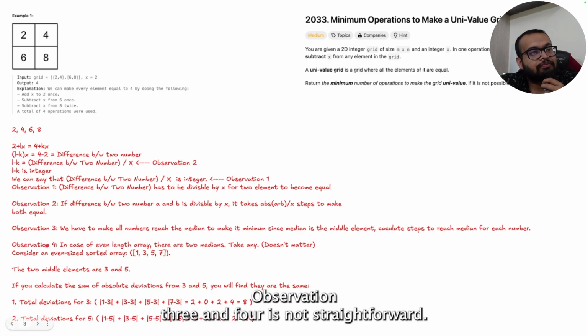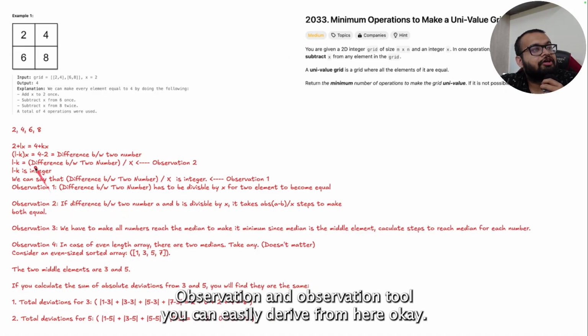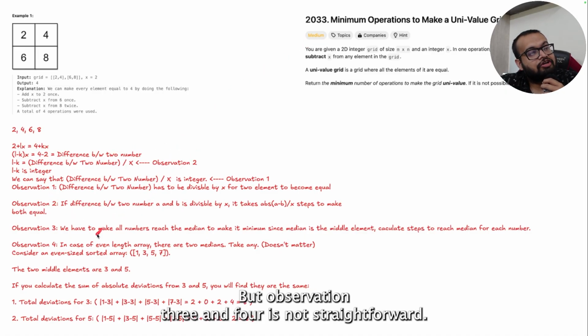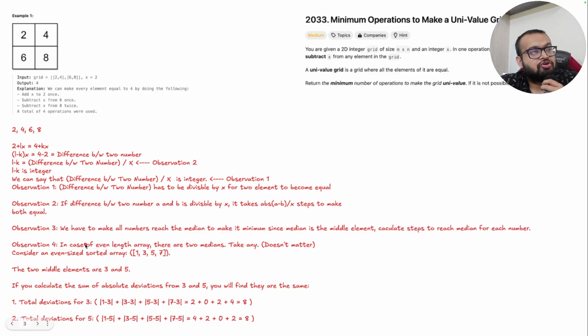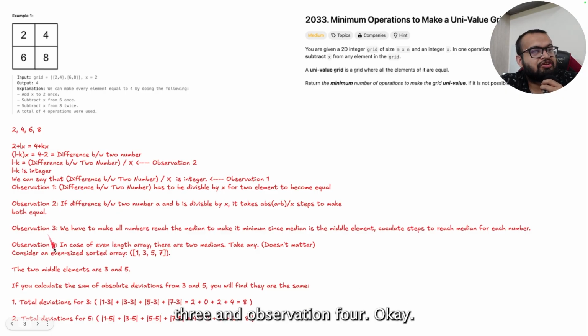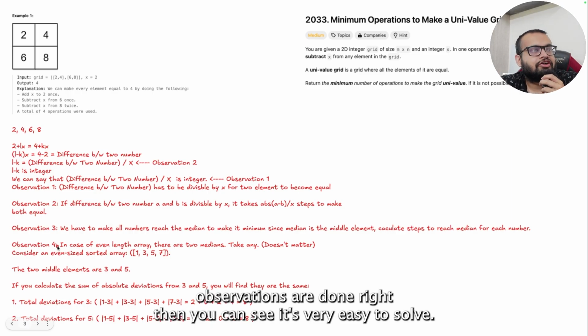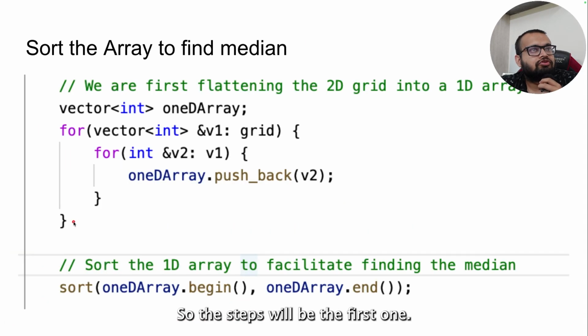Observation 3 and 4 are not straightforward, and that's what makes this problem medium. Observation 1 and observation 2 you can easily derive from here, but observation 3 and 4 are not straightforward. You have to think over it, you need to practice a lot of questions in order to arrive at observation 3 and observation 4. Once these observations are done, you can see it's very easy to solve. So the steps will be easy.